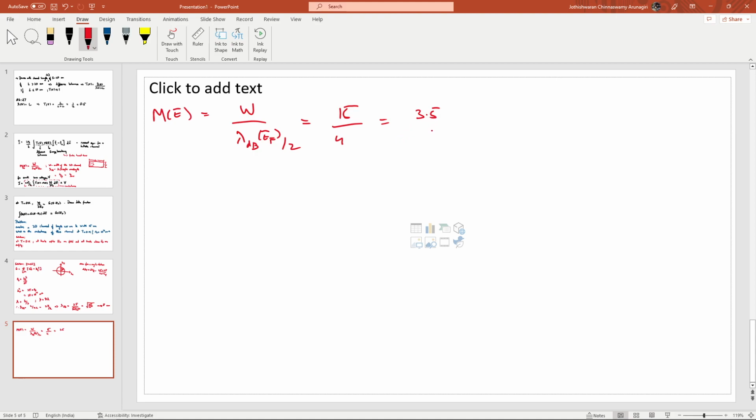Another thing that needs to be remembered here is the number of modes is usually an integer. So it's better to round it up. In this case, since it's in the middle, we'll round it up to 4 modes. So the number of modes in this channel is 4.